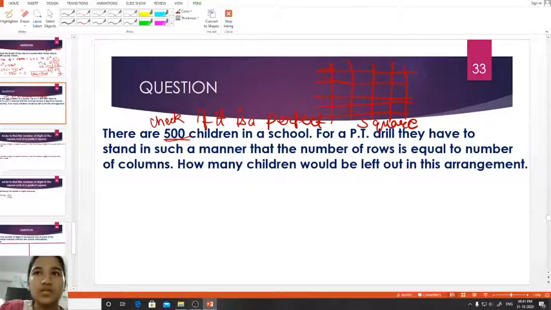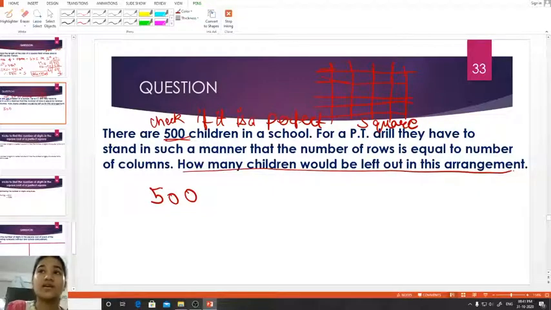So we are going to proceed with this long division method, and then we have to see how many children will be left out in this arrangement. That means if this is not a perfect square, then how many children are going to remain? They won't be able to fit in this arrangement. Whatever the square root of this number is, that many rows and that many columns. But if it doesn't have a square root, then we have to see how many children will be left out.